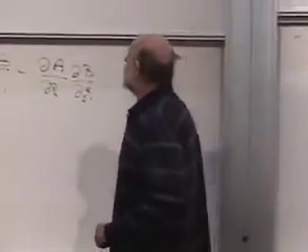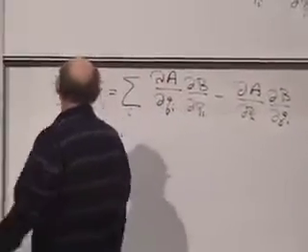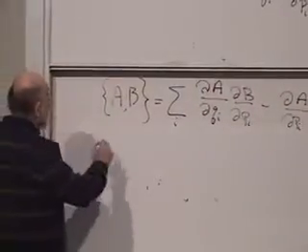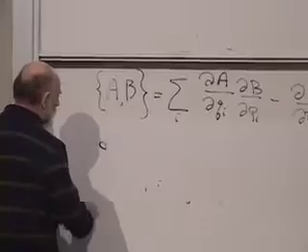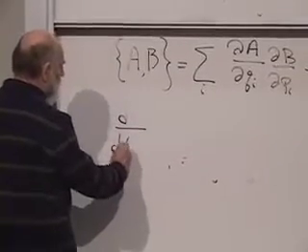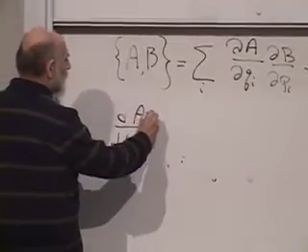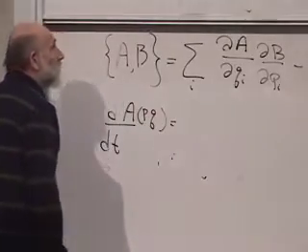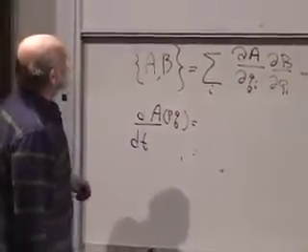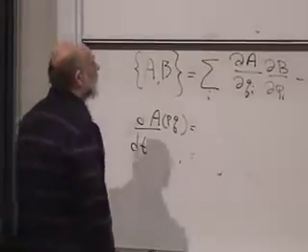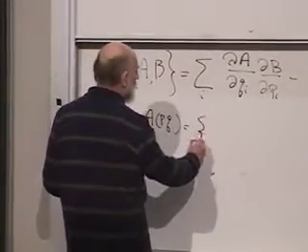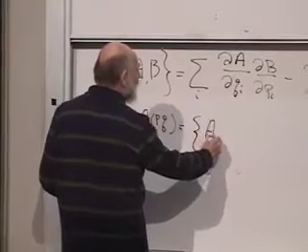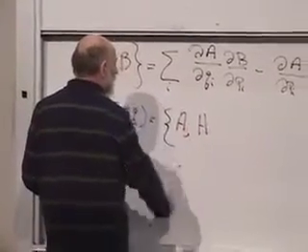What did we prove a moment ago? We proved that the time derivative, d/dt along a trajectory of any function A of p and q is equal, now it's either plus or minus, plus the Poisson bracket of A with the Hamiltonian.